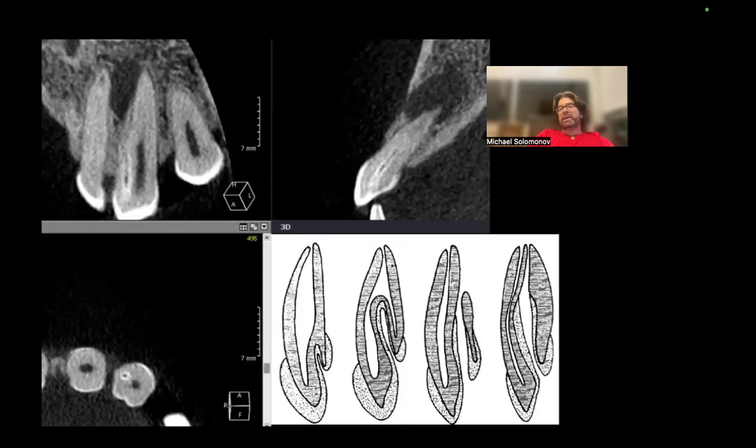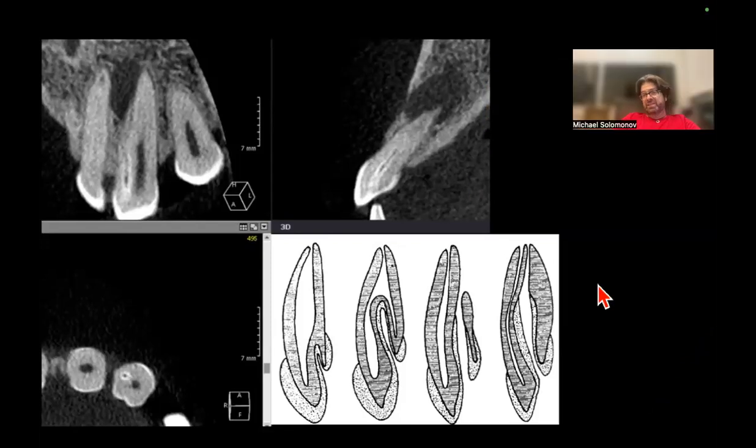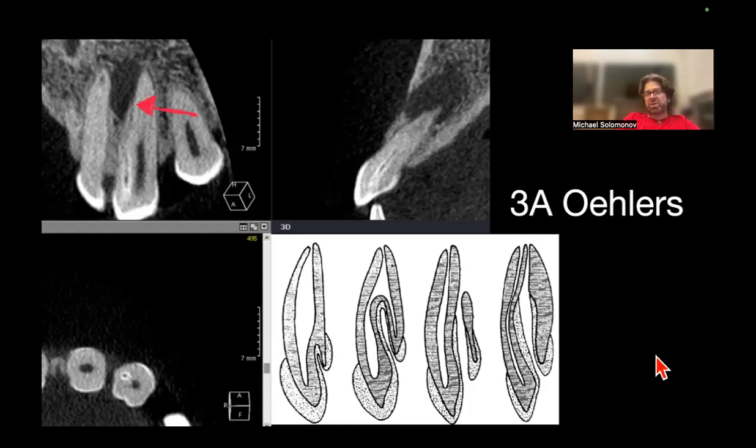First of all, we can classify this type of dens invaginatus. Till now, we use the classification of Oehlers from 1957. And in this specific case, because we see a different opening, a lateral opening of the dens, we know that we're speaking here about Oehlers 3A. But what's very interesting in this CBCT scan is that it can give us the answer why we had a positive cold test.